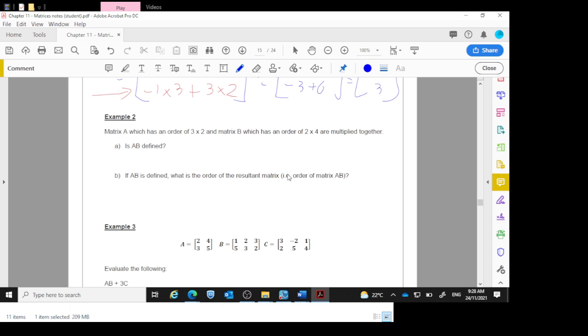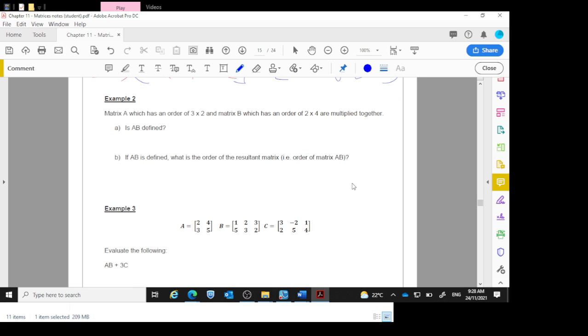Matrix A, which has an order of 3 by 2, and matrix B, which has an order of 2 by 4, are multiplied together. Is AB defined? Well, A is a 3 by 2, B is a 2 by 4, we check the two inner ones, yes, defined, as column of matrix A equals row of matrix B. If AB is defined, what is the order of the resultant matrix? The resultant means the new one. Order of AB is 3 by 4.